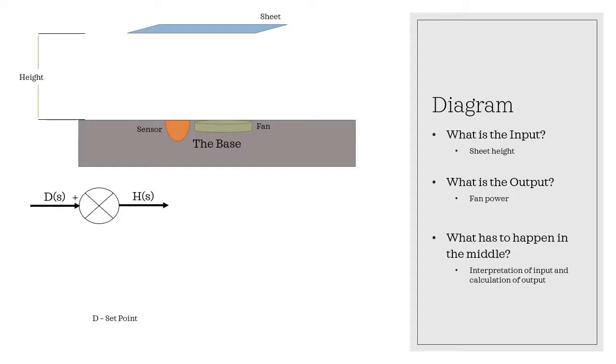So when we start diagramming, we look at this. We have our first input, which is our set point given by d of s, because we're in the Laplace domain, because we're doing a control system diagram. And right now we only have our set point height, and then we have h of s, our true height, or our actual measured height. That measured height is going to go into our controller, which has a transfer function all its own.